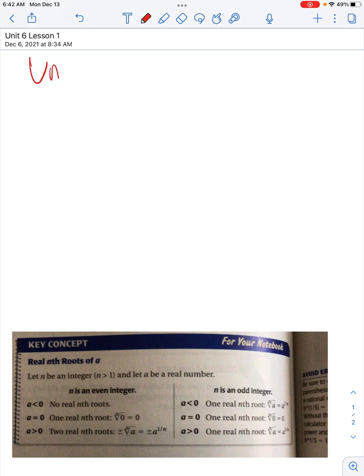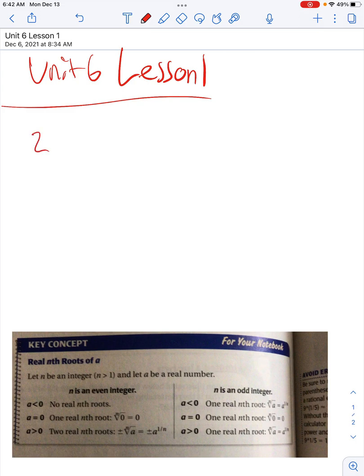Algebra 2, Unit 6, Lesson 1. We're going to be talking about the nth roots and using rational exponents. So you can extend the concept of a square root to other types of roots. For example, 2 is a cube root of 8 because 2 to the third equals 8.